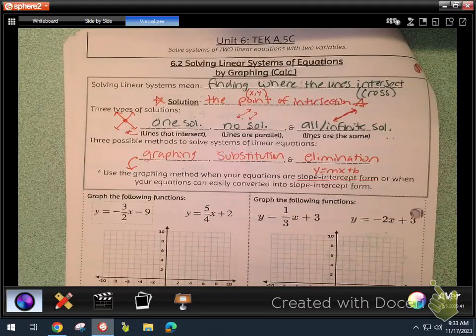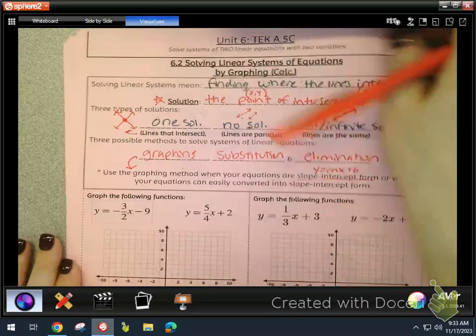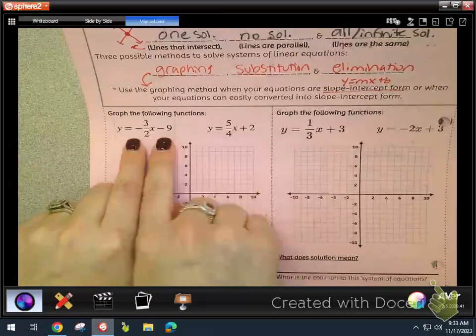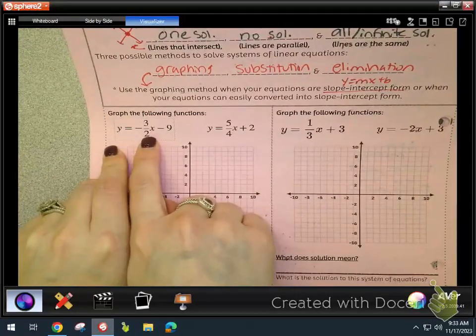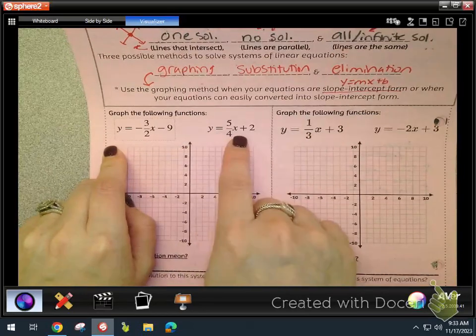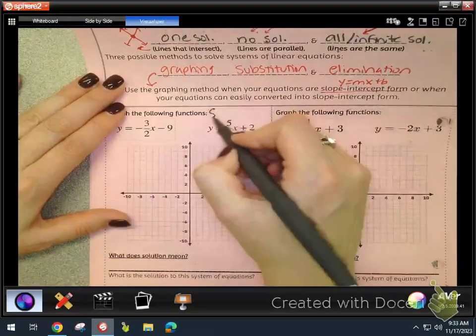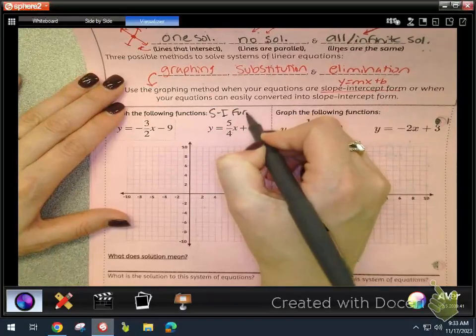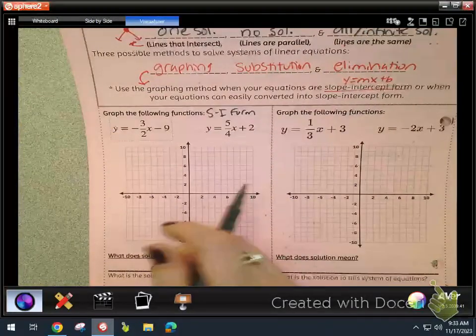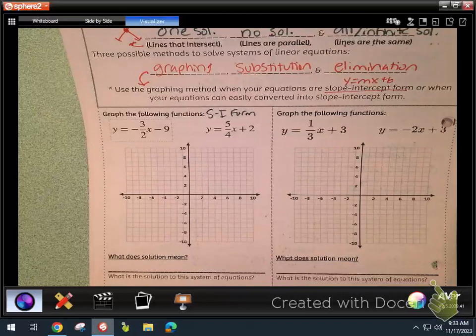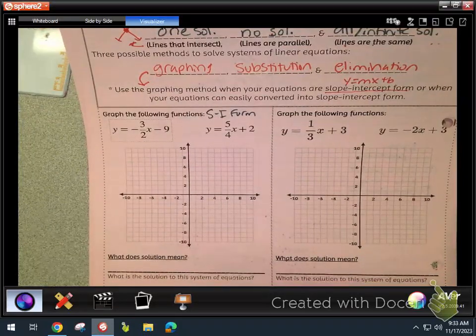So we've got two graphs to do, and then I'm going to show you how you can also do this in your calculator. So let's review how to graph these functions, okay? y equals negative 3/2 x minus 9. y equals 5/4 x plus 2. Are these both in slope-intercept form? Yeah. So I would say SI form, which means I'm going to graph. Also, I'm telling you to graph. We're graphing today, so just FYI. That is the plan. If they give you a graph, probably would use it. Now, we're just going to graph one line at a time.